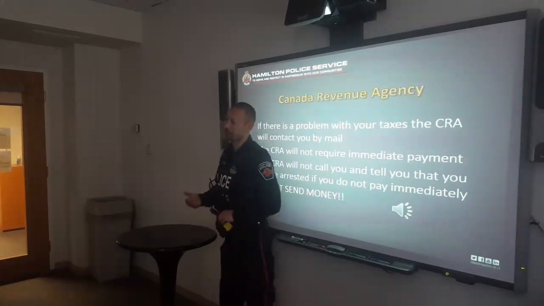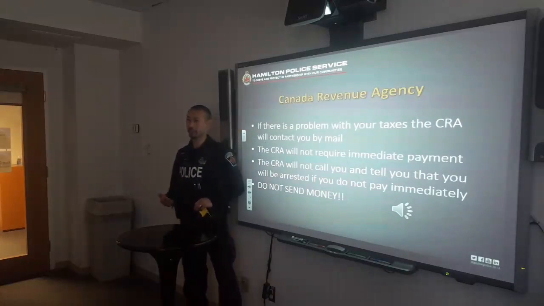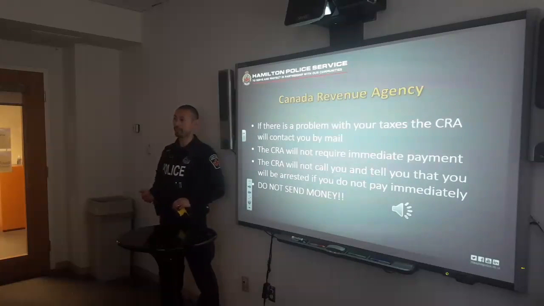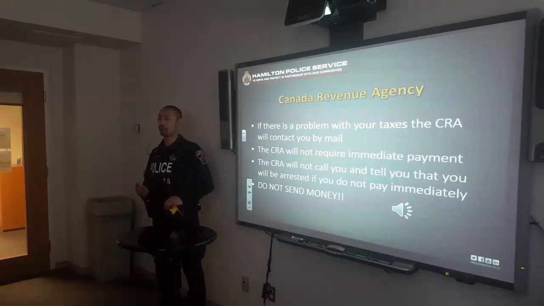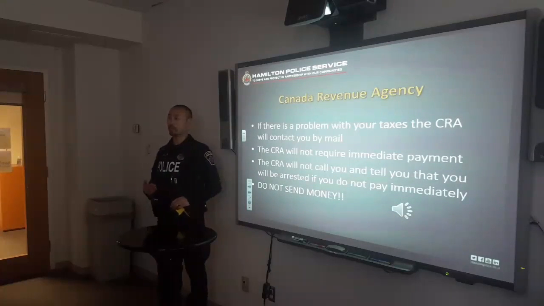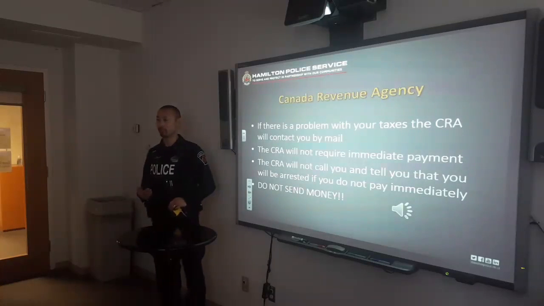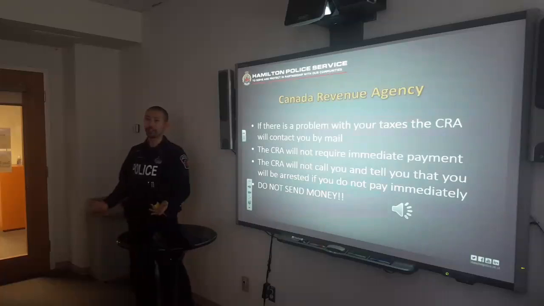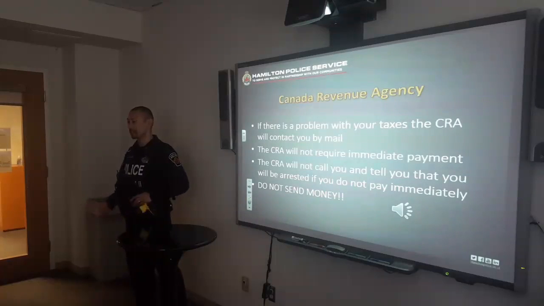It'll be a very generic, robotic voice. It'll be like, "This is the Canada Revenue Agency. You are in arrears for your taxes. You owe $5,000. You must send money immediately, or else we will send the authorities to your house and we will arrest you." Okay, it's right from the start, you know, it's an automated voice. This isn't the Canada Revenue Agency.